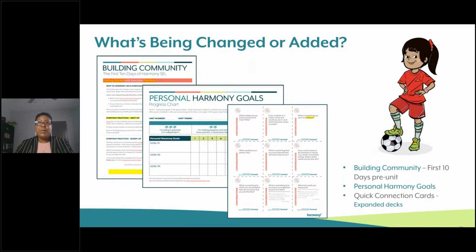Finally, we know that you'll be pleased to see these new features of the program and have continued access to our current materials. We are working diligently on getting this new addition to you later this fall. We want to continue to support you in empowering your students and staff and supporting your social and emotional development and academic successes. Stay tuned to our website, harmonysel.org, for updates regarding our third edition launch. Back to you, Amanda.